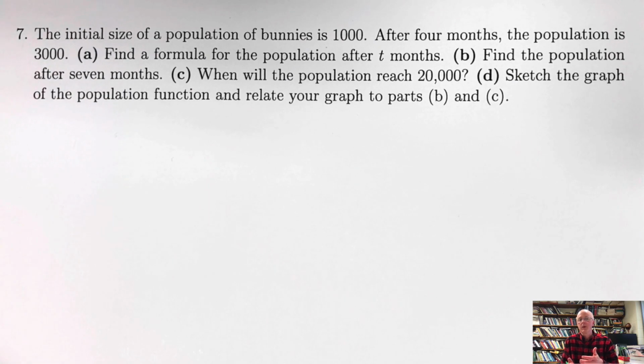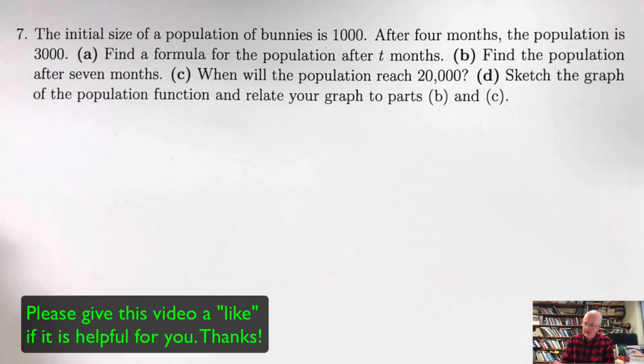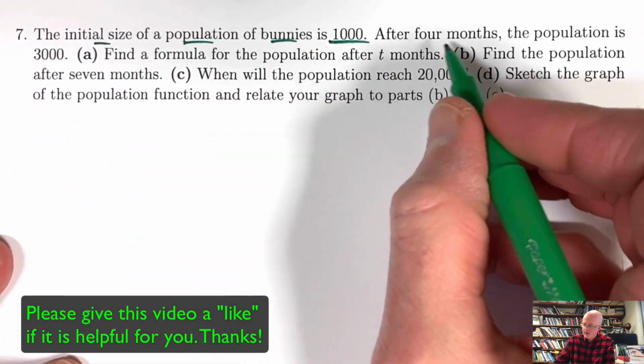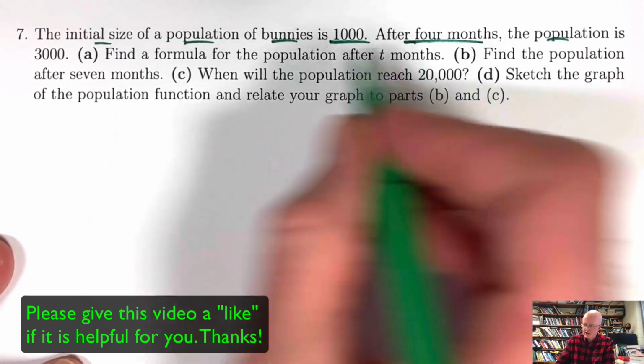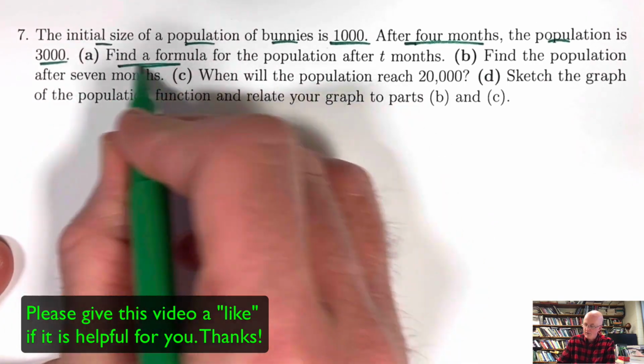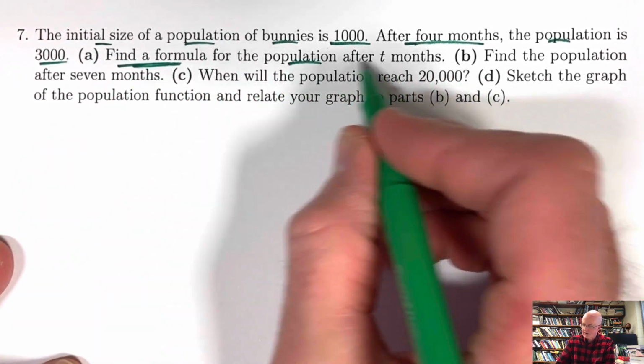The next two problems are applied problems of the type you typically see in precalculus and calculus, where you need logarithms to solve them. Number says the initial size of a population of bunnies is 1,000. After 4 months, the population has grown a lot. It's tripled to 3,000. Part A, find a formula for the population after t months.